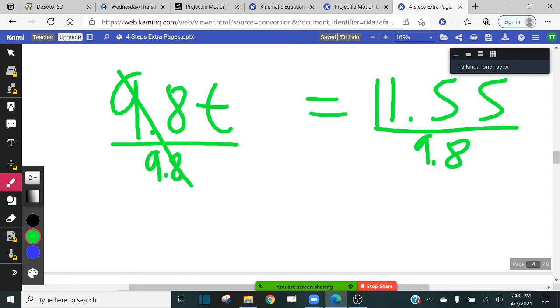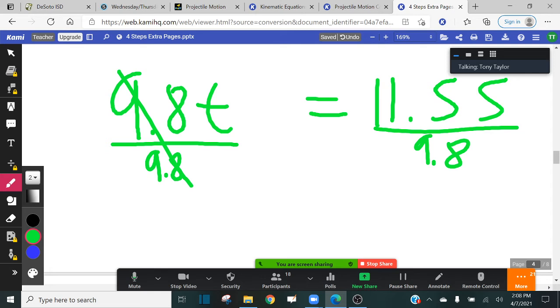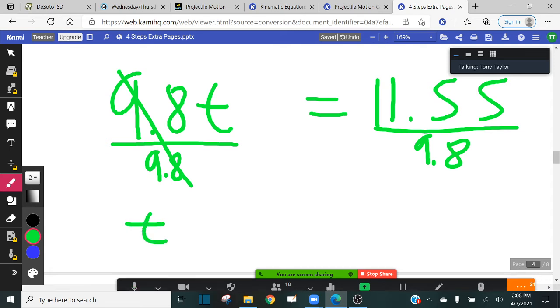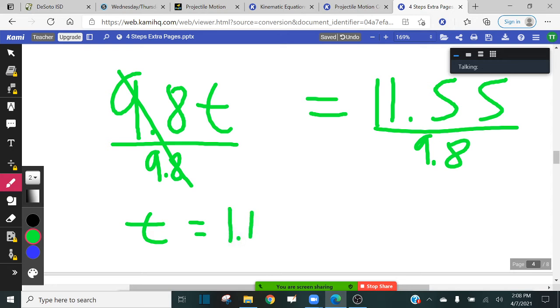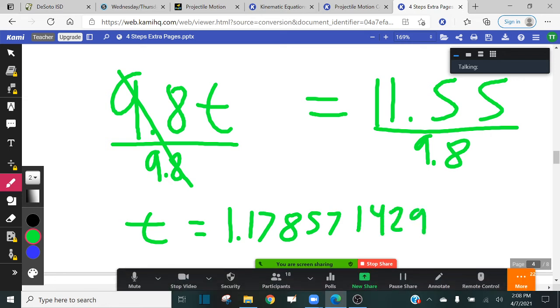So if I put 11.55 in my calculator, okay, so I get a time. Yes, that's what I got, Stephanie. Thank you. Seconds.